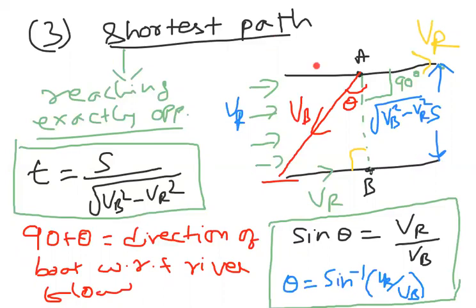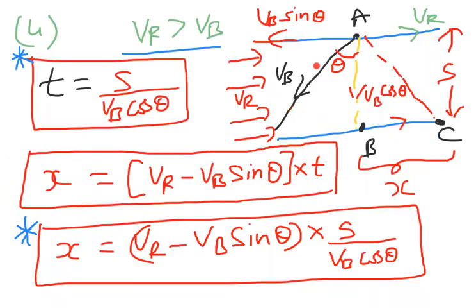Next, let us observe the last case: river speed is greater than boat speed. Here the river is flowing in this direction. The boat is moving against the river flow in this direction. So we can resolve into components: VB cos theta and VB sin theta.